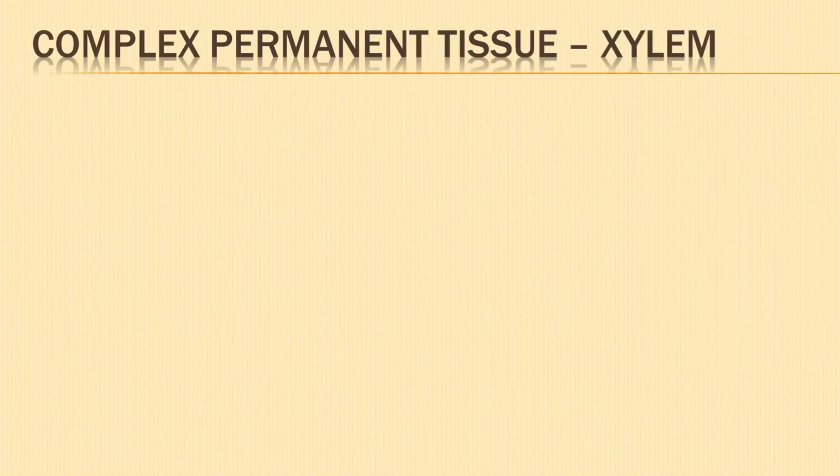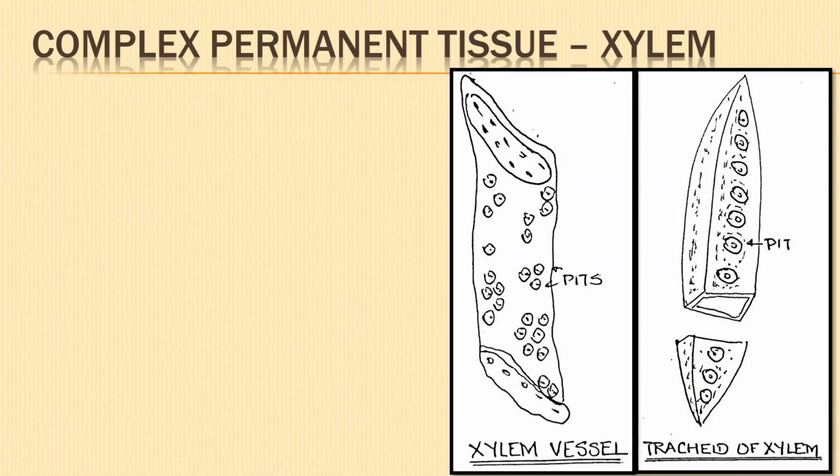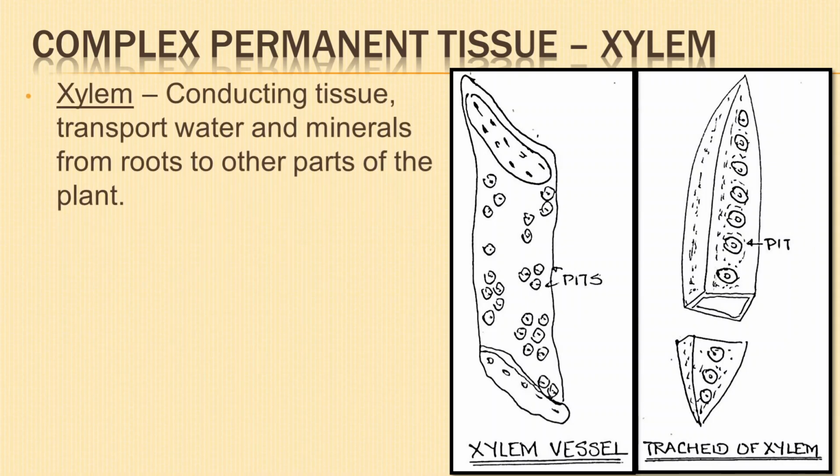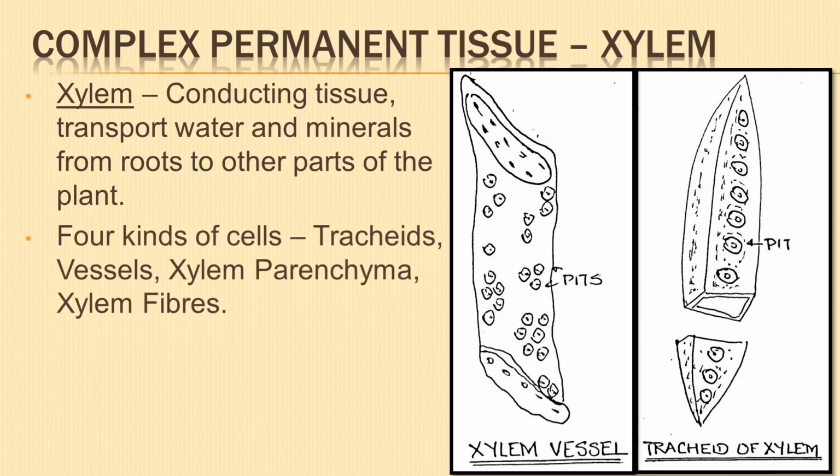Next, we shall learn about complex permanent tissue. The important complex tissues in vascular plants are xylem and phloem. Xylem is the chief conducting tissue of vascular plants, responsible for the transport of water and dissolved minerals from roots to all other parts of the plant. Xylem consists of four kinds of cells, namely tracheids, vessels, xylem parenchyma, and xylem fibers.